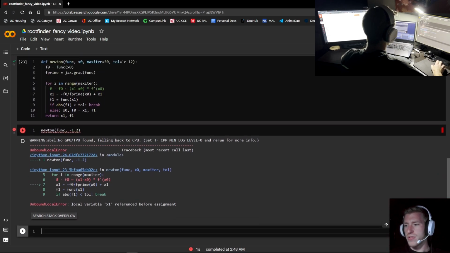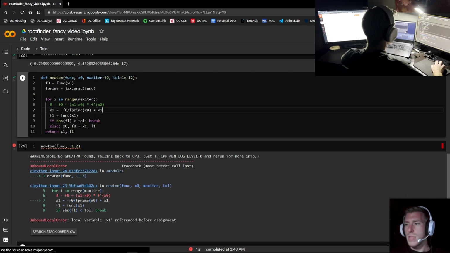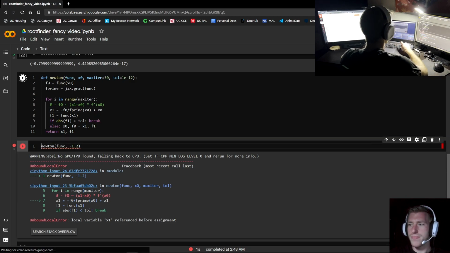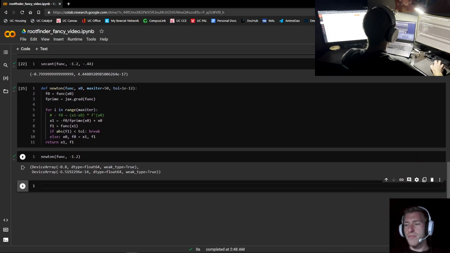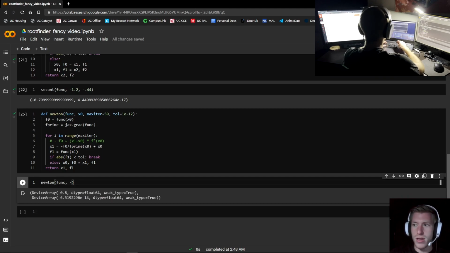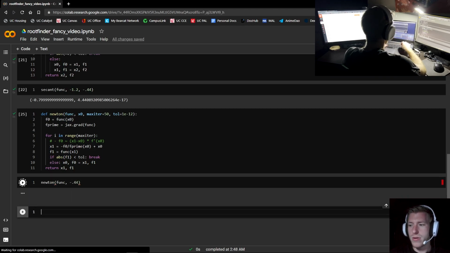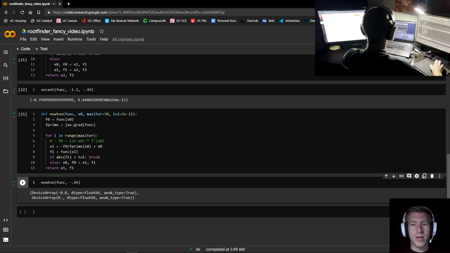Unknown variable x1 reference before assignment. Oh, it's supposed to be x0. Silly. There we go. We found negative 0.8 once again, and we've got something that's basically more or less 0. Now, the other test is if we come at it from the other direction. So we do negative 0.44. And as we can see, we arrive at the exact same root. So our Newton's function also works.